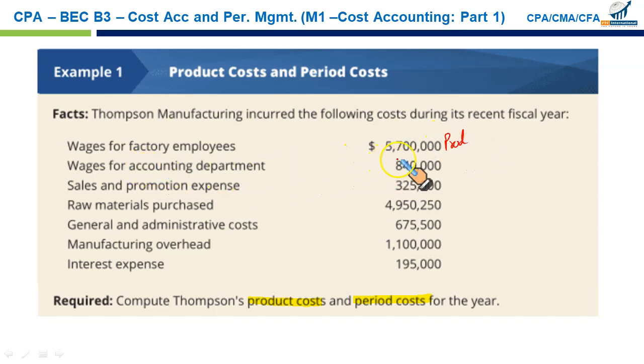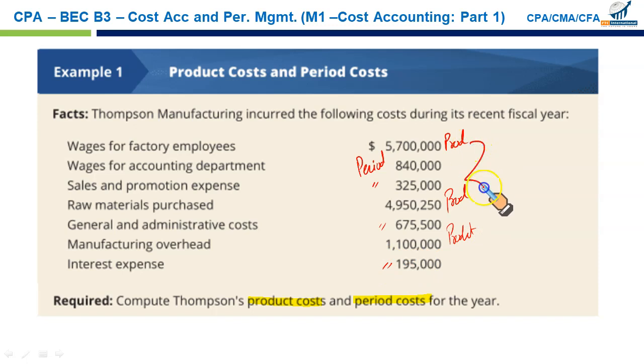Wages for accounting department, of course, accounting department is not involved in production, it's a period cost. Sales and promotion, of course, period. Raw materials purchased and consumed, since we haven't been given the opening and closing, it has to be made a part of product cost. General and administrative costs, it's a period cost. Manufacturing overhead is a product cost. And interest expense is a period cost.